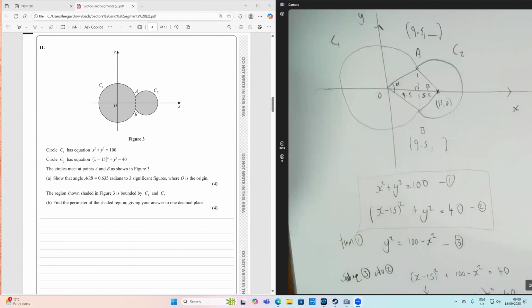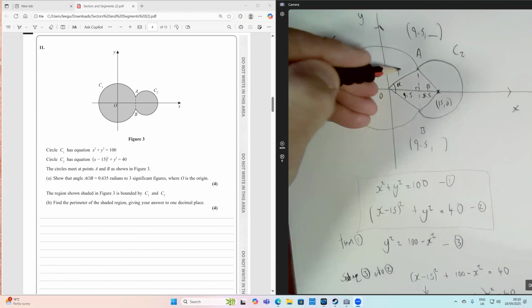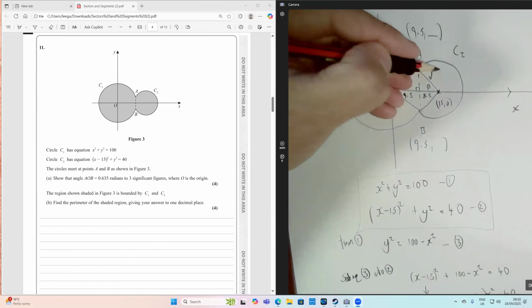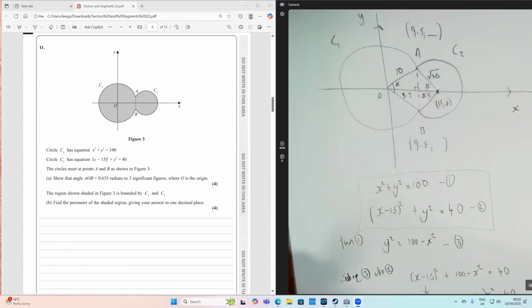Perfect. So how does that help? Well, we also know that the equation of C1 is x squared add y squared is 100. In other words, its radius is 10. And likewise for C2, its radius is root 40. And that's going to be very useful as well. So I think we've got enough information now to start to crack this.